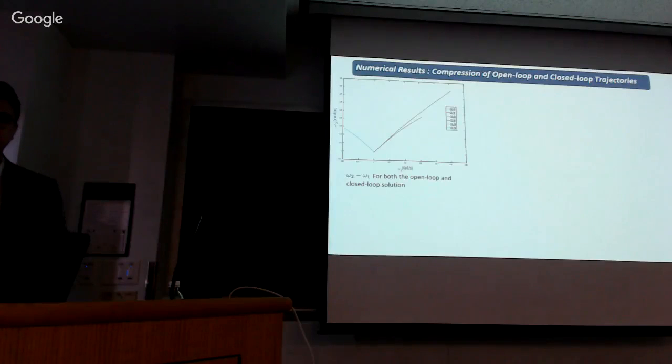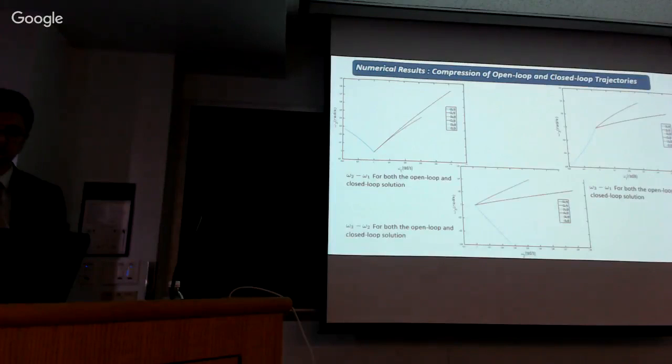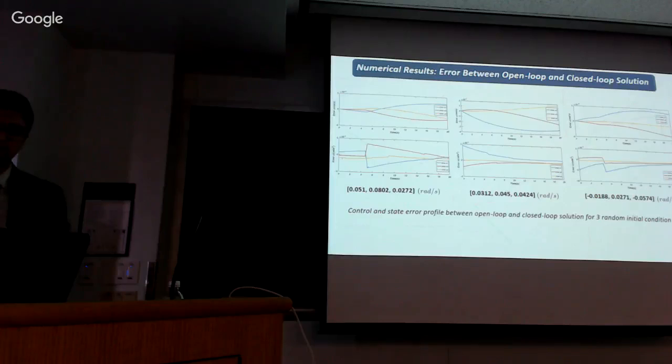Next, I have compared the trajectory for three random initial conditions for the open loop and closed loop solution. You can see they match exactly, but actually there is a small error between the state trajectory and control trajectory for these three initial conditions. The order of the error for the state is 10 to the power minus 5, and for the controller is 10 to the power minus 4.